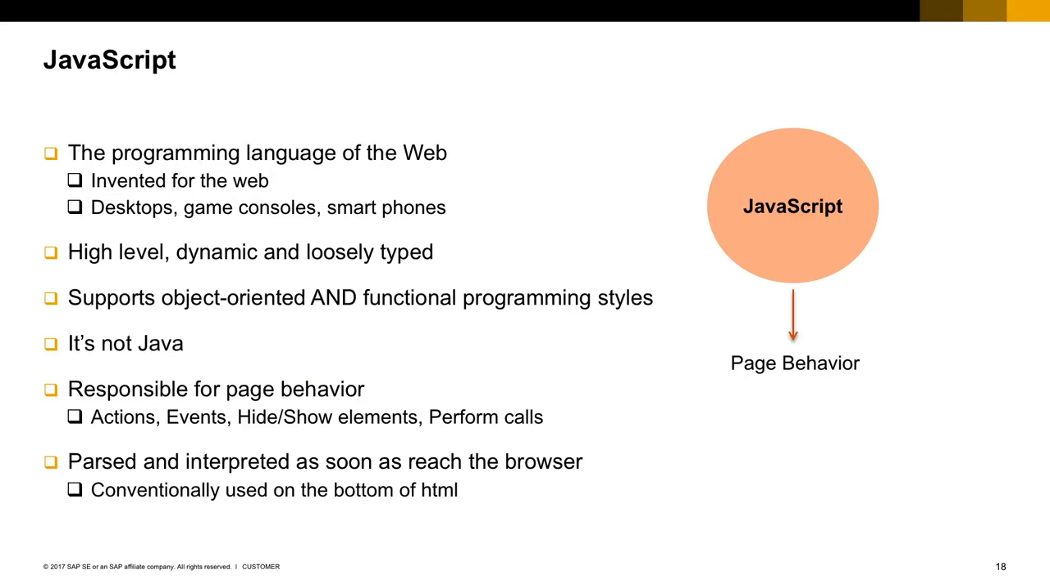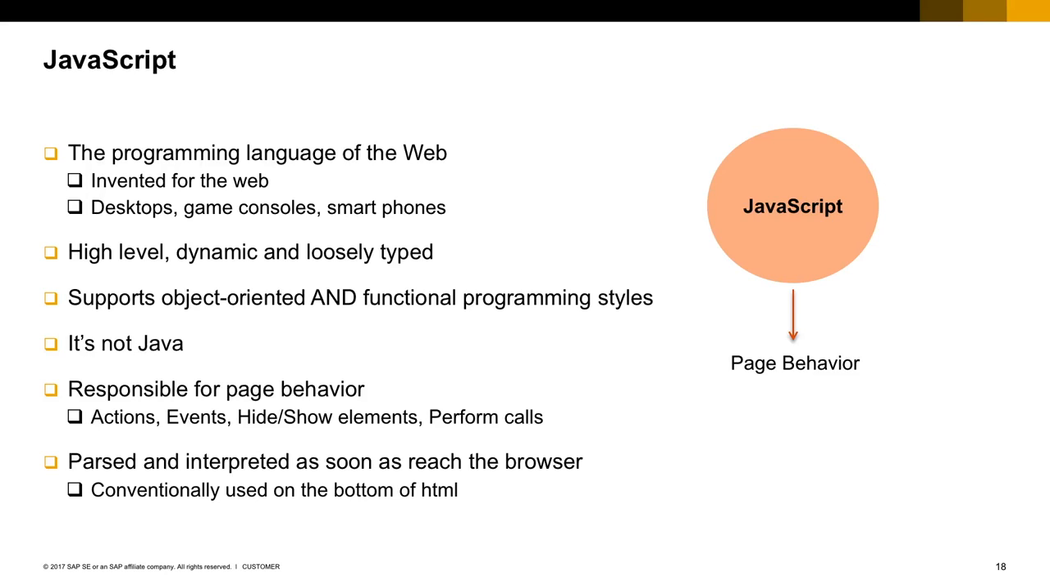JavaScript is the programming language of the web. And although it was invented for the web, we've seen JavaScript applications running also on desktop, game consoles, and other platforms as well. It's a high-level language, dynamic and loosely typed. There are no types in JavaScript. It supports object orientation, of course, but you can also create your application based on functions. So you can have a mix between object-oriented programming with functions and event-based applications. It's not Java. It has nothing to do with Java, and it is responsible for the page behavior.